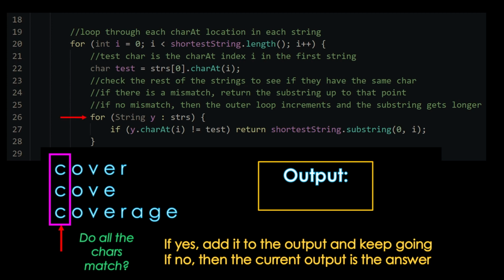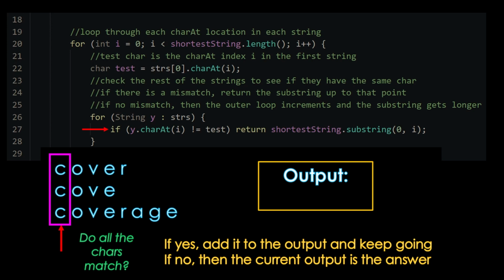Well, I use another enhanced for loop. So for string y in strings, this time it's just the letter y is going to represent each string in the array. So my code here says if y.charAt(i) is not equal to test, or in other words, if the character I'm checking in each string is not the test character, in our example, if it's not the letter C, then we just return whatever's in the box right now. So return shortestString.substring, which will just be a segment of the shortest string from index 0 to whatever i is right now.